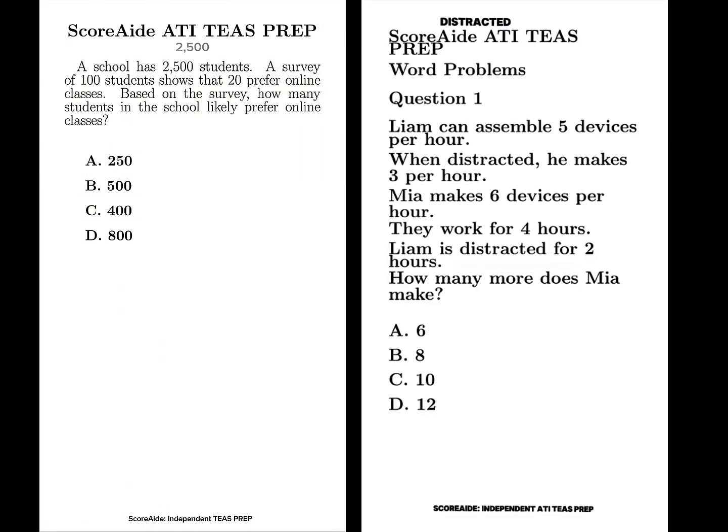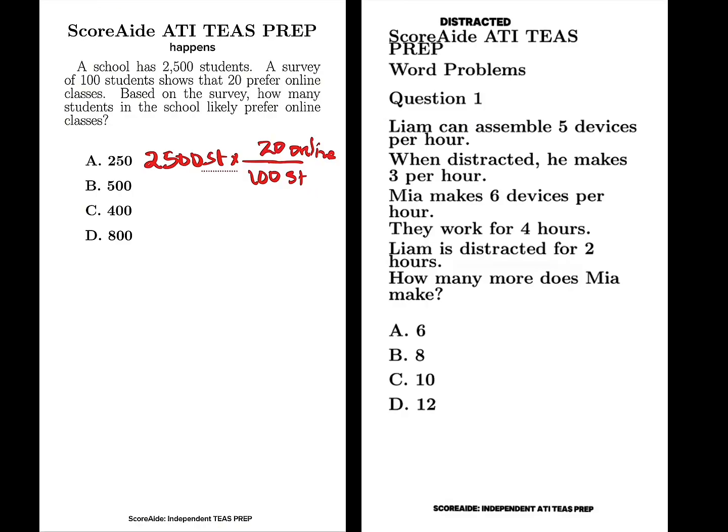A school has 2,500 students. A survey of 100 students shows that 20 prefer online classes. Based on the survey, how many students in the school likely prefer online classes? Now, we have an entire pool of 2,500 students. Now, we can set up a fraction to multiply that to say we need students to be at the denominator, and those who prefer online classes are the numerator. So we have what? 100 students, and out of that 100 students, 20 prefer online classes.